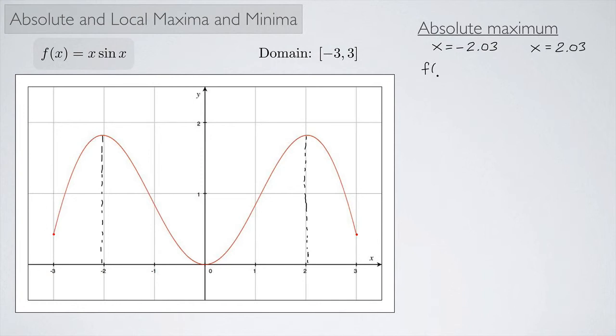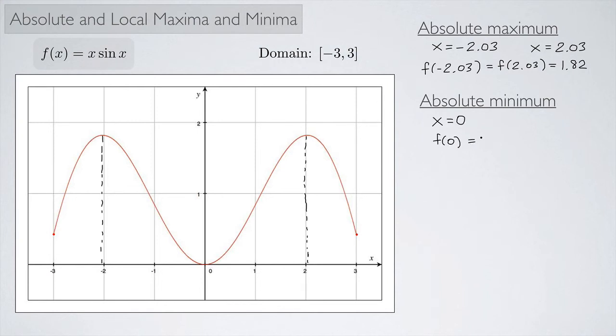And so the value at each of these should be the same, so f at -2.03 should equal f at +2.03. They're the same maximum value. And if you check that, you get 1.82. And that seems to be about right, 1.82. And that's the absolute maximum. The absolute minimum, well, there's just one of those. This is the lowest that the graph gets down here. And so that's right at x equals 0, and you can see that f of 0 is 0.